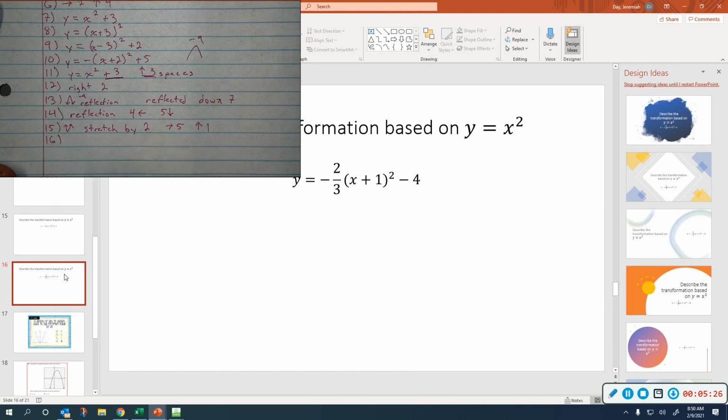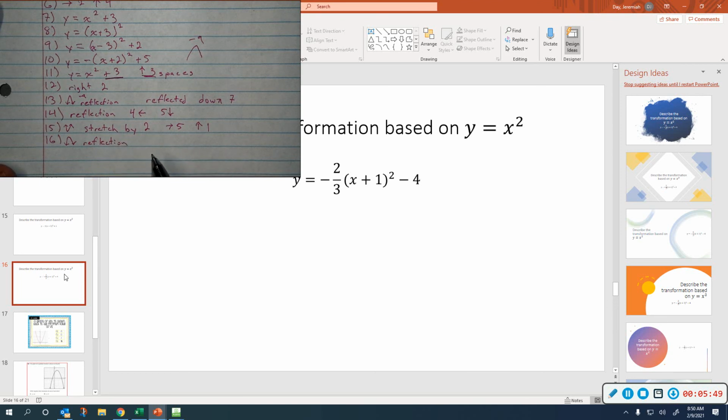Now let's try 16. Write down all the transformations, then tell me what happened. Okay, this started out with a negative, so you can write that it opens down, or you could write that it's a reflection. Either way, it's fine.